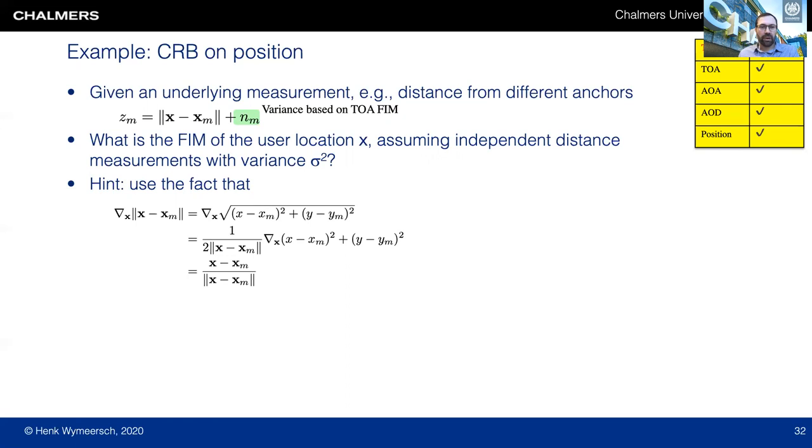You can make use of the fact that the derivative of the norm with respect to x is a unit length vector pointing from the base station to the user. So spend again maybe 1 or 2 minutes to see where you end up.